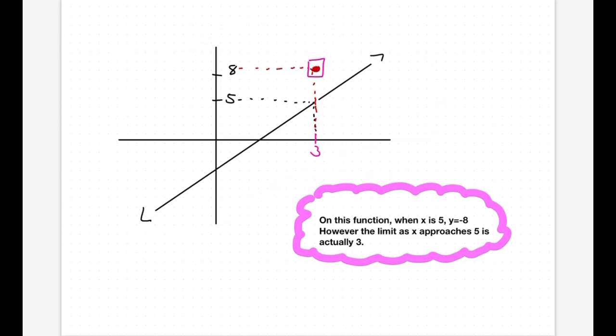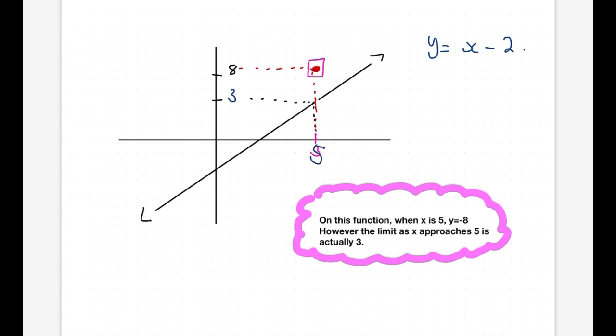This looks very much like the graph y is equal to x minus 2 that we've been looking at. If you gave it an x value of 5, you'd get a y value of 3. But for some reason, this graph doesn't have a point at a y value of 3 when x is 5. Instead, it has a point at 8.